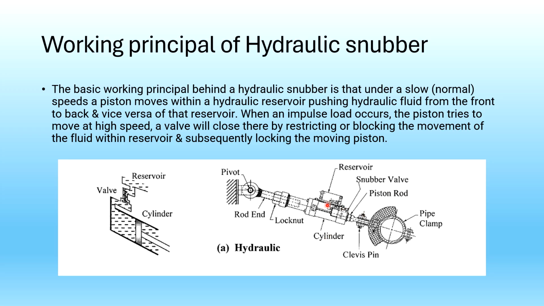So here you can see the reservoir, the cylinders, the pipe clamped over here, the lock nut. These all are the mechanical parts which are connected to it. That is the assembly of the hydraulic snubber.